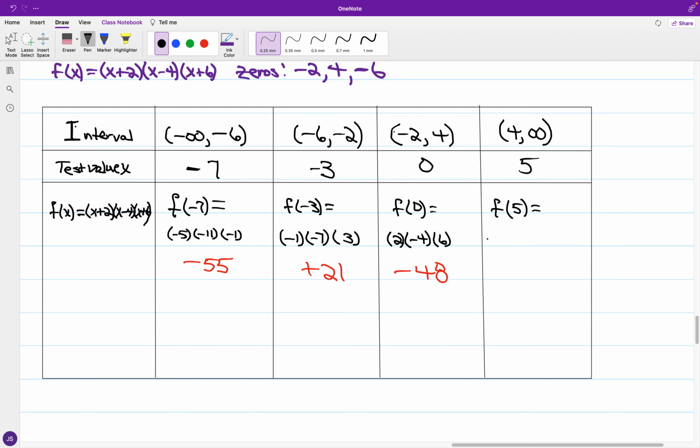And for f of 5, you got 5 plus 2 is 7. 5 minus 4 is 1. 5 plus 6 is 11. 7 times 1 is 7. 7 times 11, so that's going to come out to a positive 77.